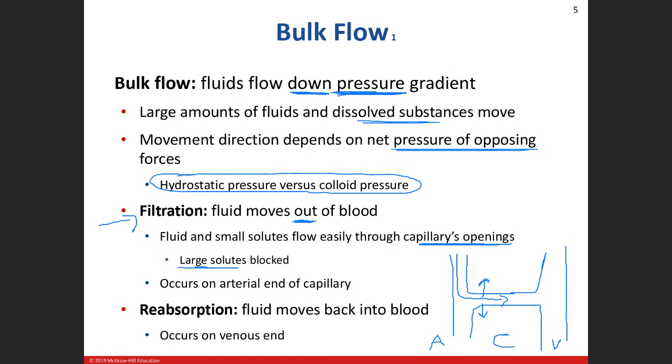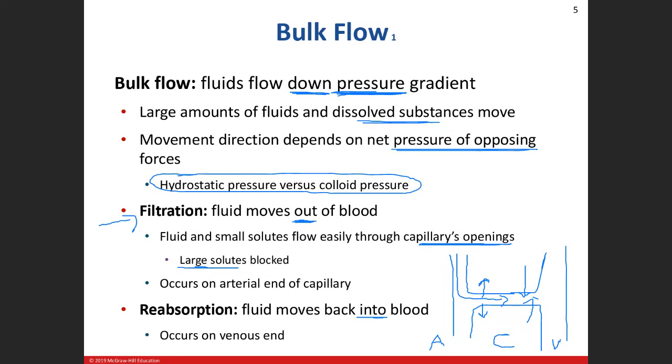Reabsorption, it's the opposite. The fluid is going to move into the blood, and that's going to occur down here. So stuff is going to move in. If you understand that, you're going to be good with bulk flow, because I'm going to describe what sets that up. At the beginning of the capillary, on the arterial blood flow end, stuff will move out of the blood vessel. But when we get towards the vein, stuff is going to move in, which makes sense.